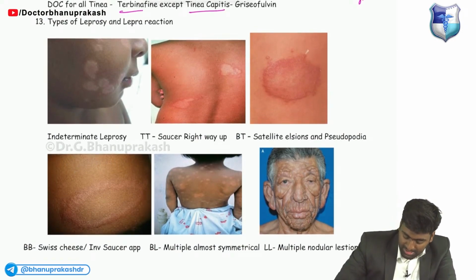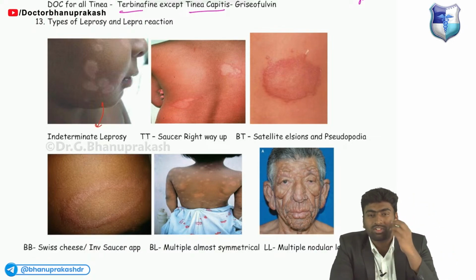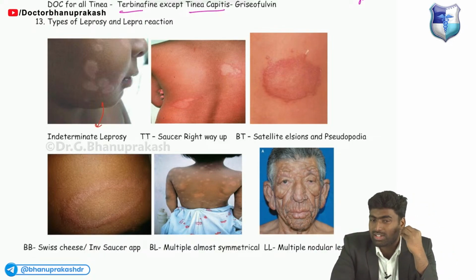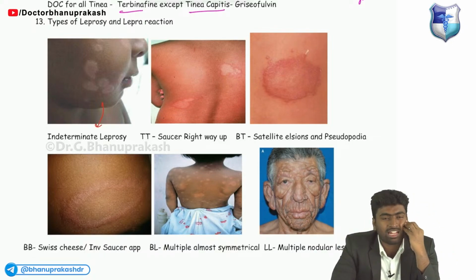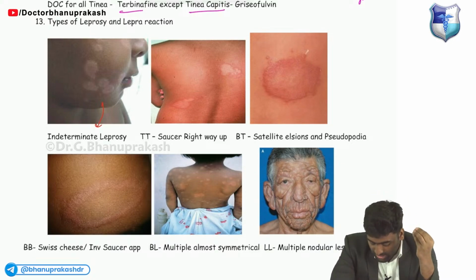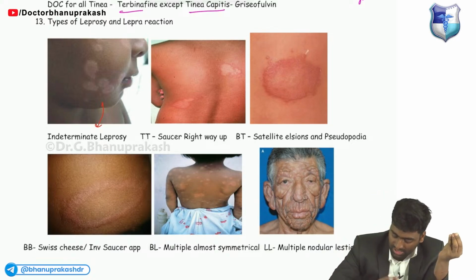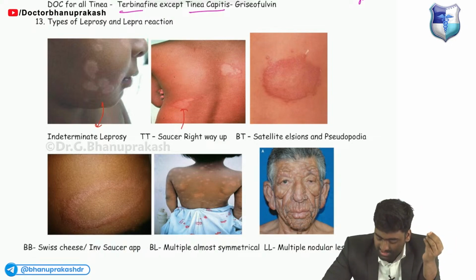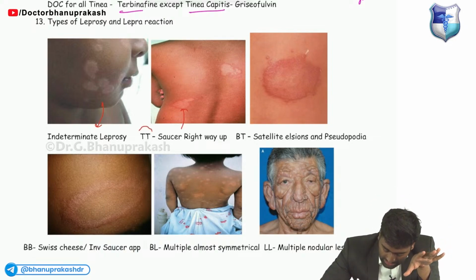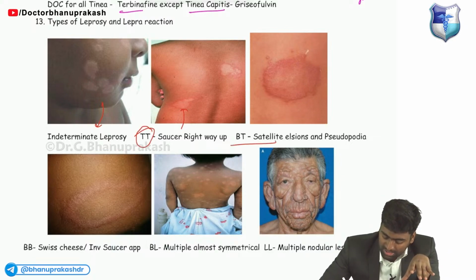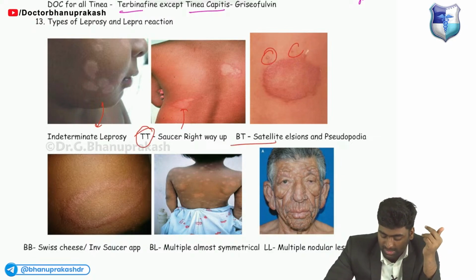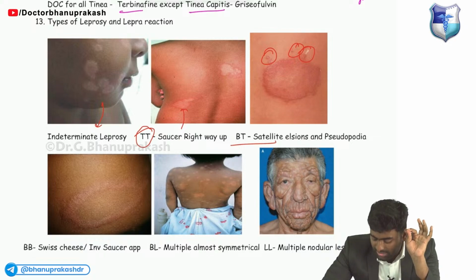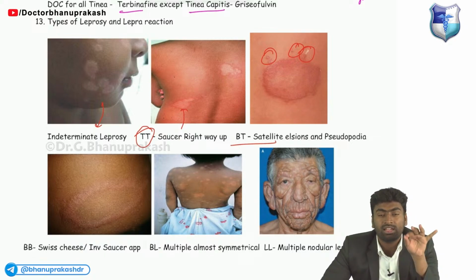And next, about leprosy. If it is presenting in a small child, looking like this hyperpigmented patch, or multiple hyperpigmented patches, it is indeterminate leprosy. Whereas if you are able to see this type of saucer in an upright position, it is seen in a case of PT type of leprosy. Whereas if you are able to see this type of satellite lesion, this will be typical for BT type of leprosy.